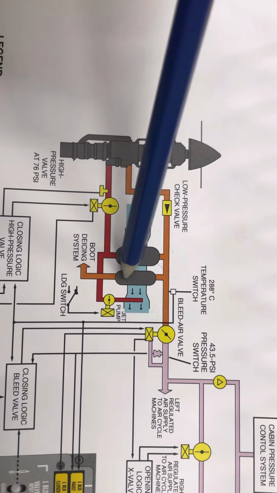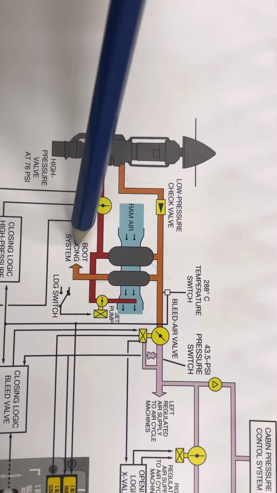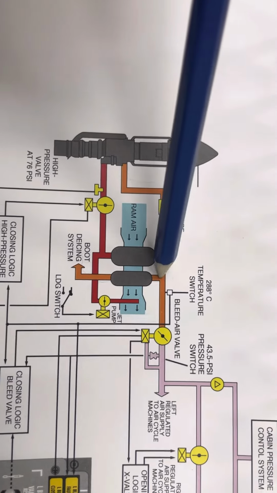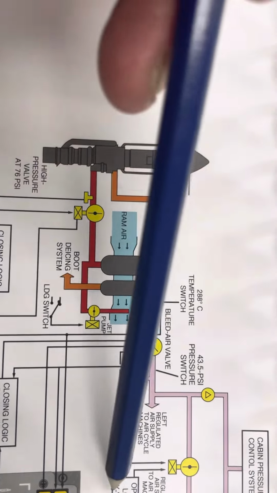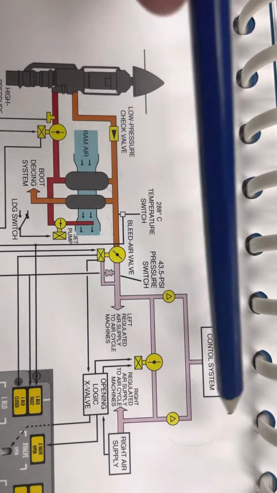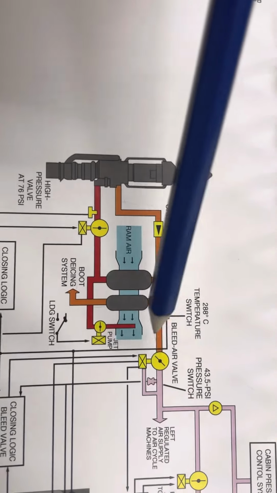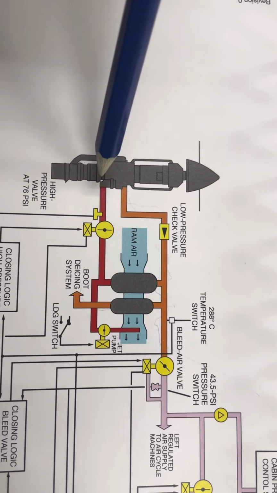It can either go down through a pre-cooler down to the boots, so we have air for our boots, or it can go through the low pressure bleed valve en route to the air cycle machine. We'll talk about the air cycle machine in a different video, but for now we're just going to talk about low pressure, high pressure bleed air.